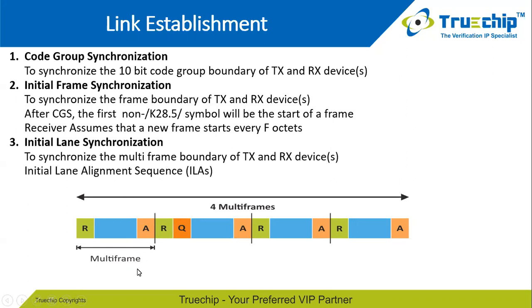So the ILAs consist of four multi-frames, each starting with an R character and ending with an A character. The second multi-frame of the ILAs consists of an additional Q character, indicating that this multi-frame consists of configuration parameters.